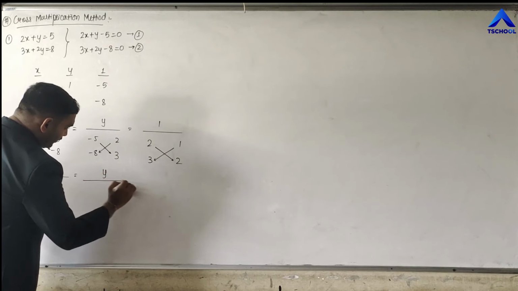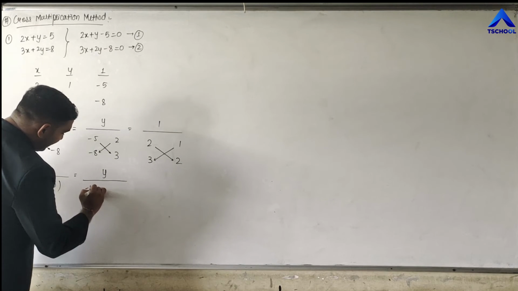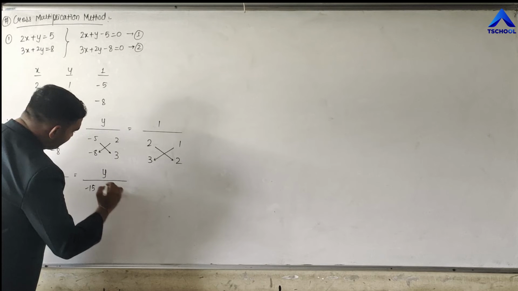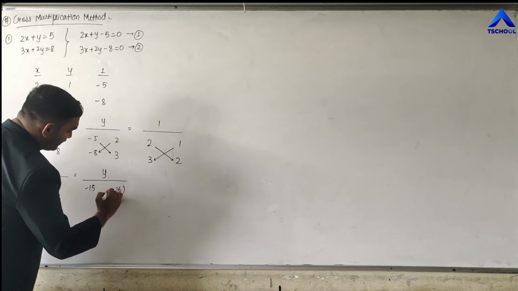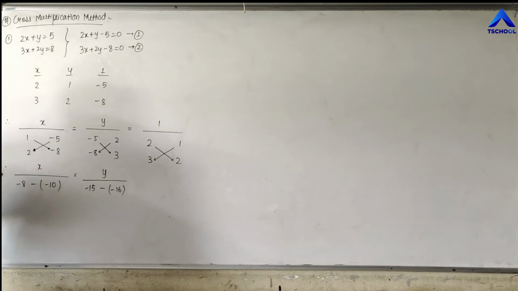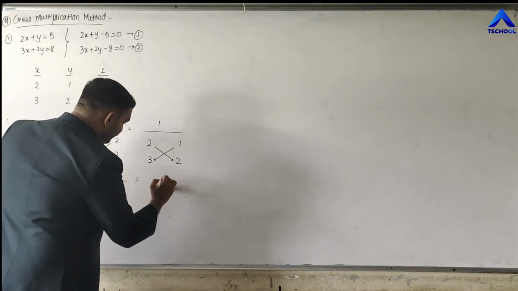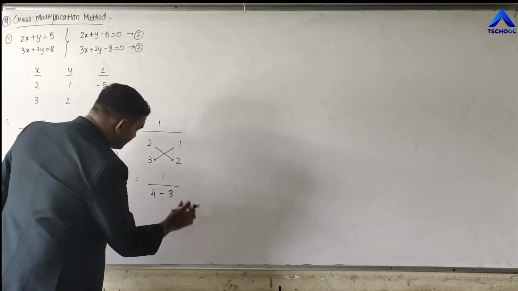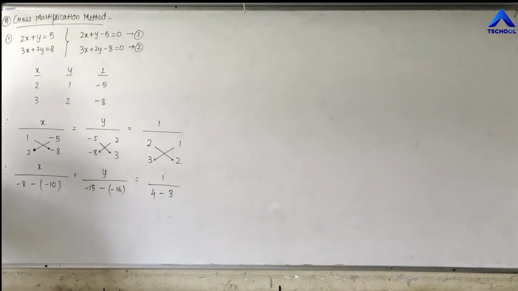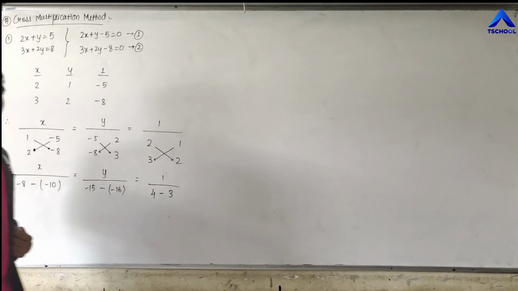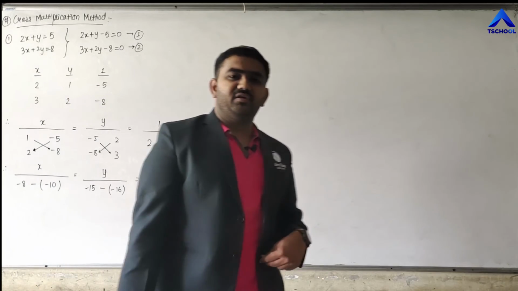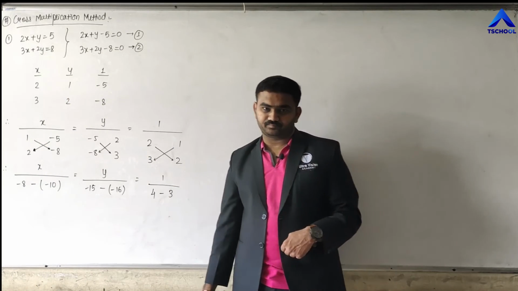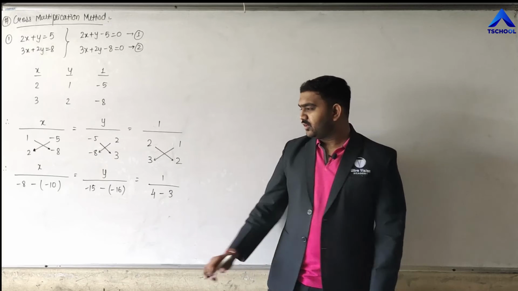Similarly, y upon minus 5 into 3 is minus 15. Minus 8 into 2 is minus 16, and again we are going to subtract them. Similarly, here I am going to write 2 into 2 is 4, minus 3 into 1 is 3. Is it clear, friends? So in the denominator, after multiplying the coefficients, we are going to subtract them. Mind well, we are going to subtract them.